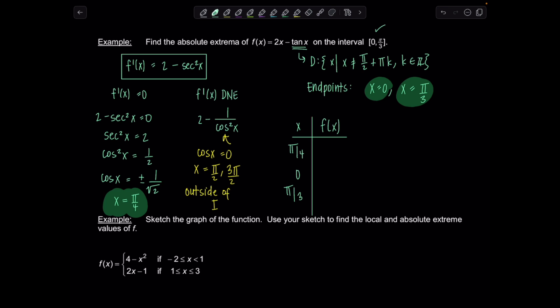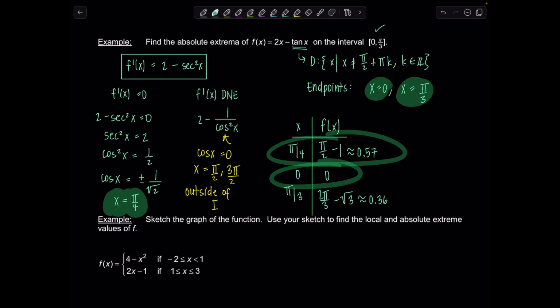F of pi over 4 is pi over 2 minus 1, which is about 0.57. F of 0 is 0. And f of pi over 3 is 2 pi over 3 minus rad 3, which is about 0.36. So from here, this guy is my absolute min, and this one's the absolute max. So we can write it nicely. F of 0 equals 0, that's the absolute min, and then f of pi over 4, which is pi over 2 minus 1, is the absolute max. Good?